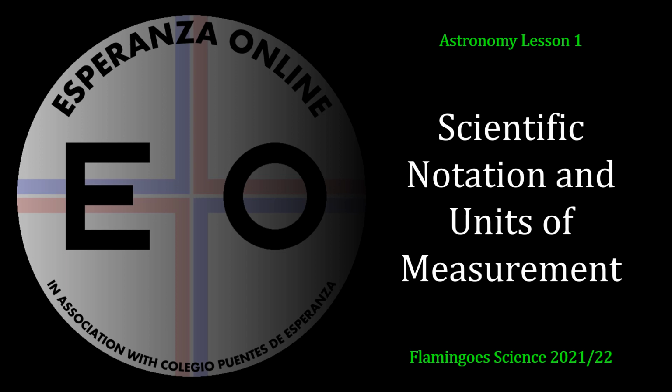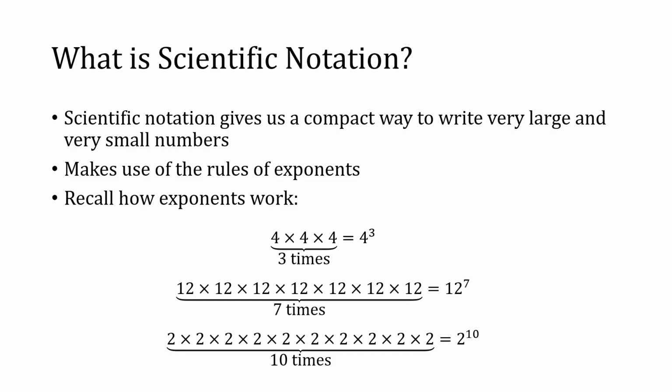So in this lesson we're going to be talking about scientific notation and some of the units of measurement that we use in astronomy. And you're going to see why we have to use some different ones in astronomy. But first things first, let's talk about what scientific notation actually is. So this is going to be a bit of a crash course on how exponents work. This is a little bit of math, just so that you guys can get a feel for what this is and why it's useful.